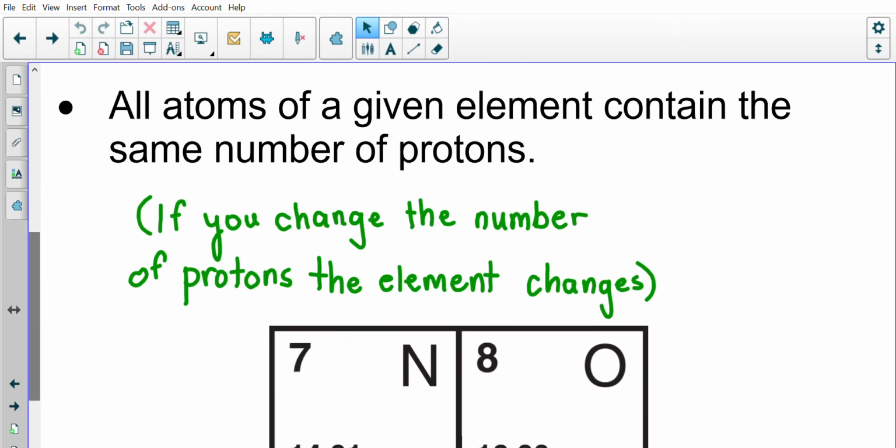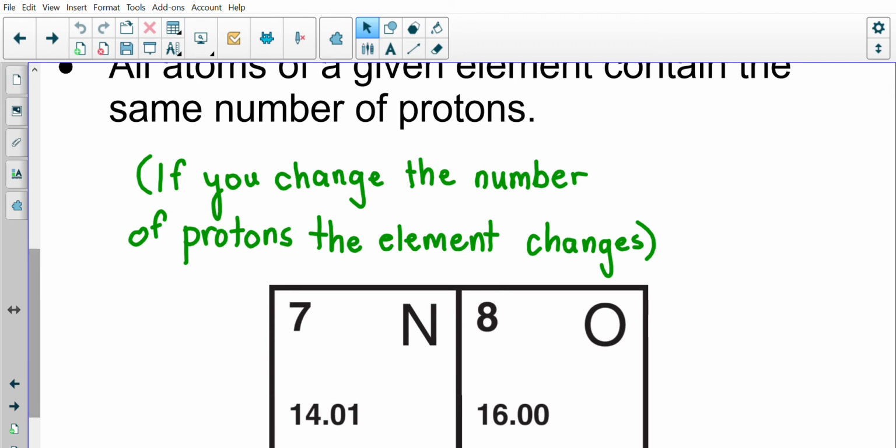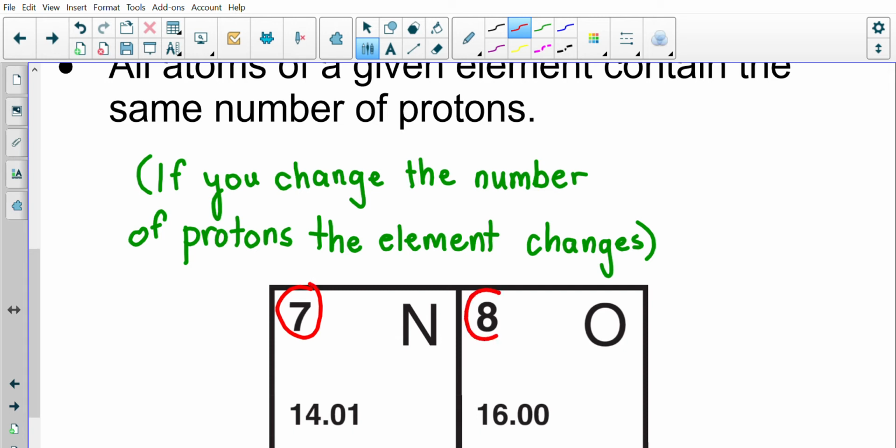Now, all atoms of a given element contain the same number of protons. So if we have a look at this periodic table that I've got down here, we've got nitrogen and we have oxygen. This number in the top left is the number of protons. So nitrogen always has 7 protons, no matter what. And oxygen always has 8 protons, no matter what. That's actually what makes oxygen oxygen. The fact that it has 8 protons is its defining thing. And the fact that nitrogen has 7 protons is the defining thing for nitrogen.